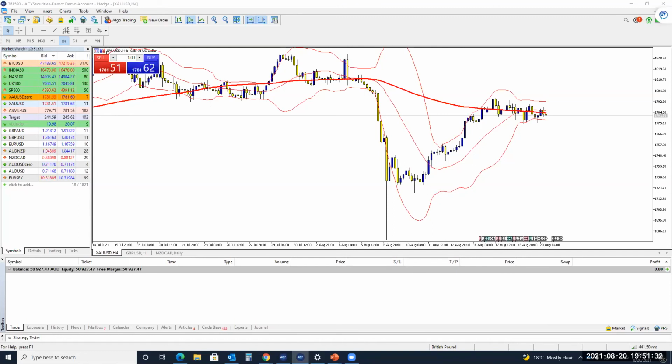And we have another question here. How do I view 4 charts at the same time, e.g. all time frames on the same screen? I'll quickly show you how to do that.